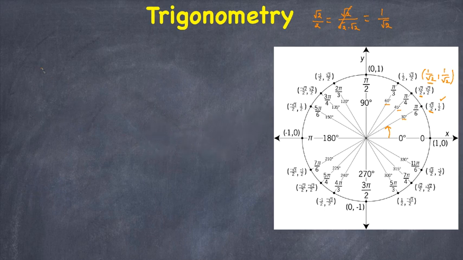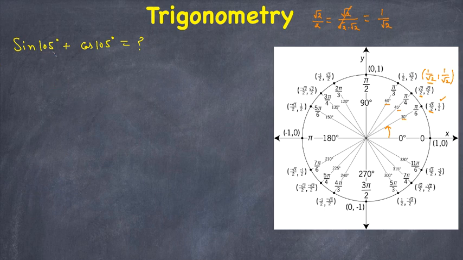Okay, so we got sine 105 degree plus cosine 105 degree. They said find the value. Okay, what should we do here?